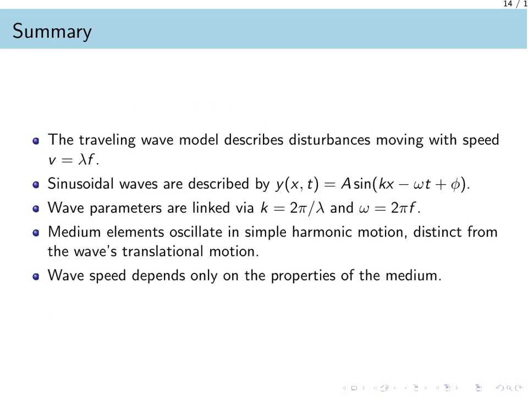In summary, the traveling wave model describes a disturbance moving at a speed equal to wavelength times frequency. Sinusoidal waves are mathematically described using amplitude, wave number, angular frequency, and an optional phase constant. It is vital to remember that the elements of the medium oscillate in simple harmonic motion, which is distinct from the wave's translational motion through space. Lastly, the wave speed depends solely on the physical properties of the medium itself.